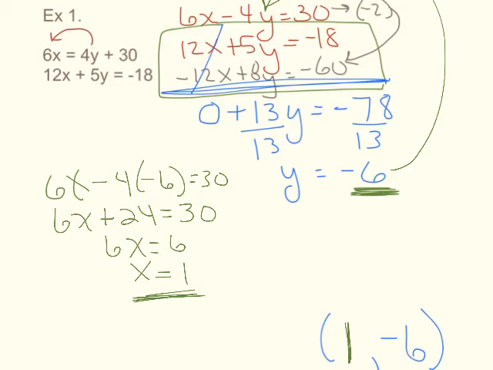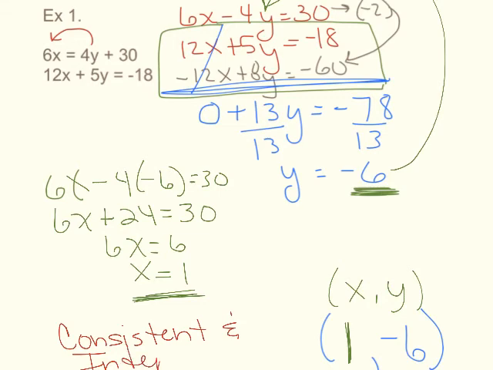An ordered pair is made with an x, comma, y. So there is my answer: 1, comma, -6. And then to review the vocab, you can say that this is consistent and independent, because they intersect as two separate lines. And if I can spell independent, that doesn't look right. Thank goodness for erasers.